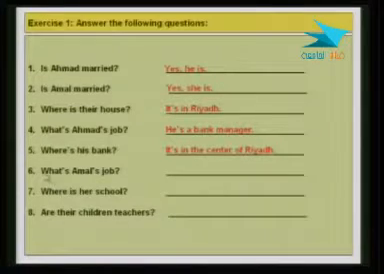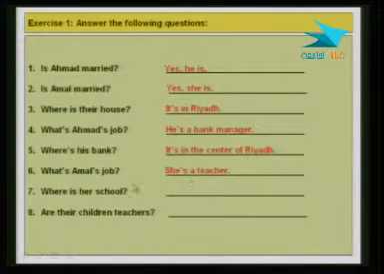Question number 6. What's Amal's job? It means what is Amal's job? She's a teacher. Okay, she's a teacher. Number 7. Where's her school? Now look at this example here and this example, his bank and her school.